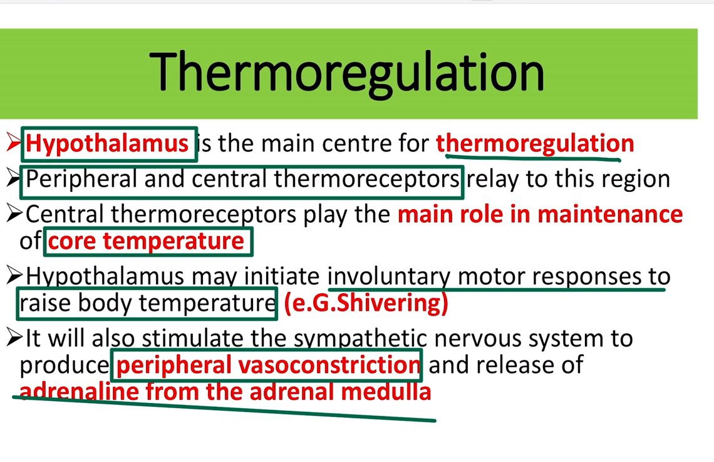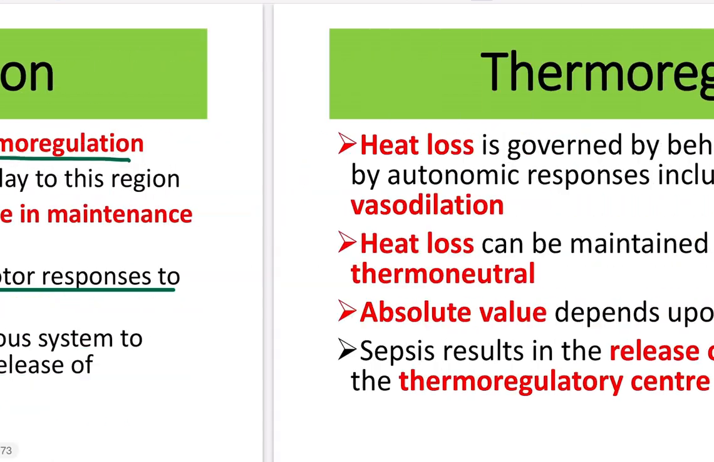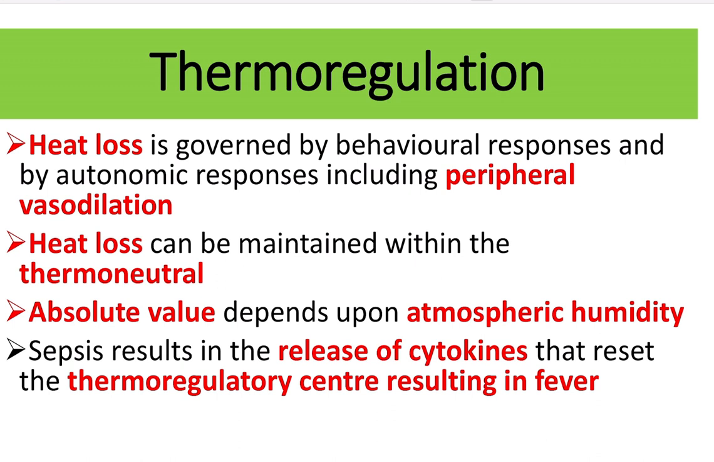There are central and peripheral thermoreceptors, but the central thermoreceptors mainly act on the core temperature. On the other hand, for raising temperature, an involuntary motor response occurs, which is shivering, and also vasoconstriction occurs to reduce the heat loss. And here we can see the heat loss is governed by behavioral response and autonomic response, with peripheral vasodilation. Heat loss, that means when body temperature is increased, in this condition for heat loss, peripheral vasodilation occurs. And the heat loss can be maintained within the thermoneutral zone.